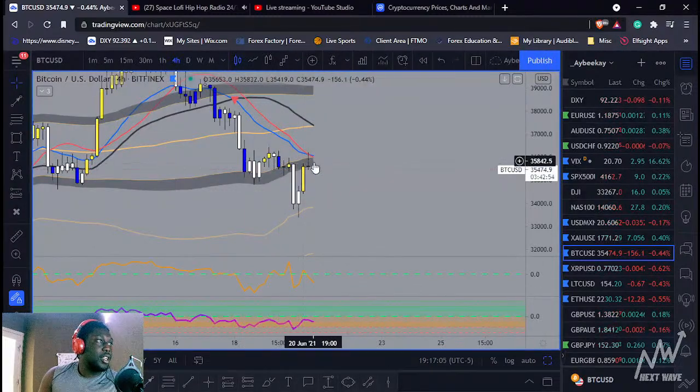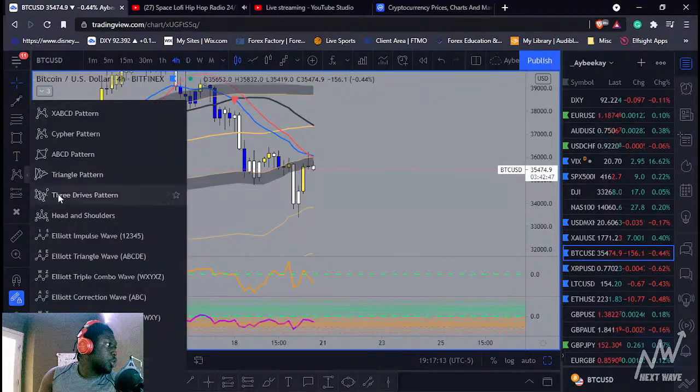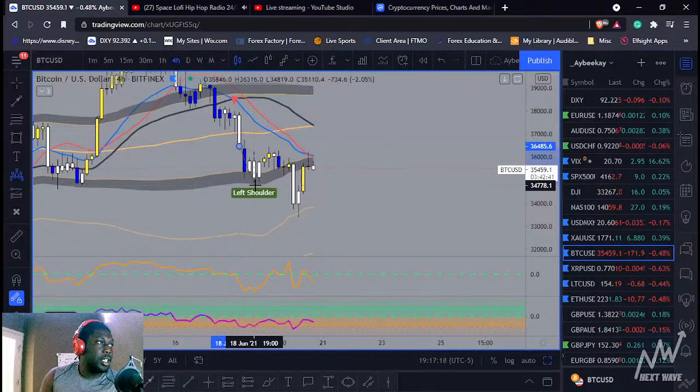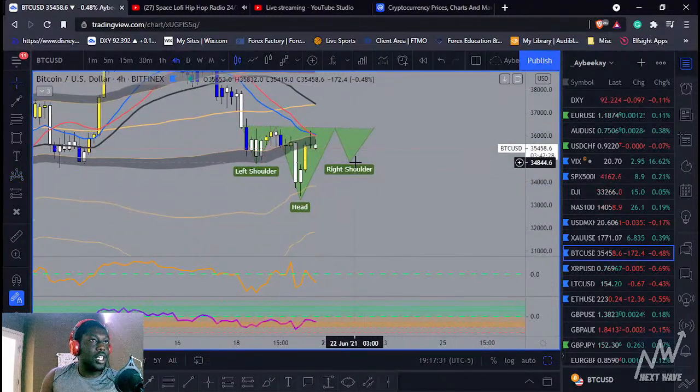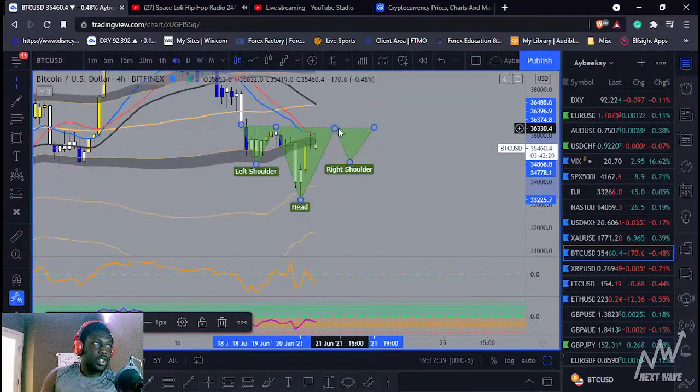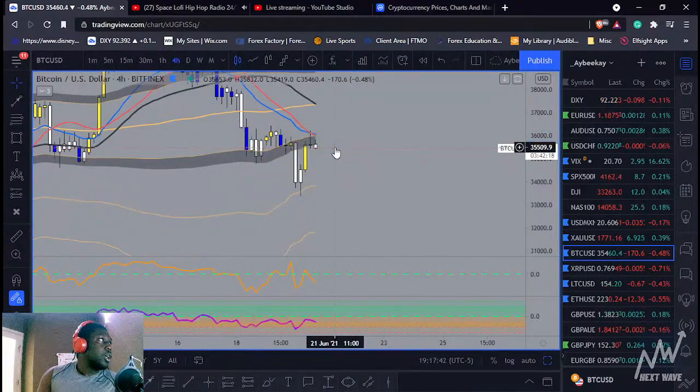And I like how it's projecting off of here. It could be doing some type of inverted head and shoulders. I just noticed that. I don't want it to do an inverted head and shoulders, but it could. You feel me? It could just come down to like 34,844.6, but I'd rather it just come down to like 34,000, you know? So that's what I'm looking for on Bitcoin.